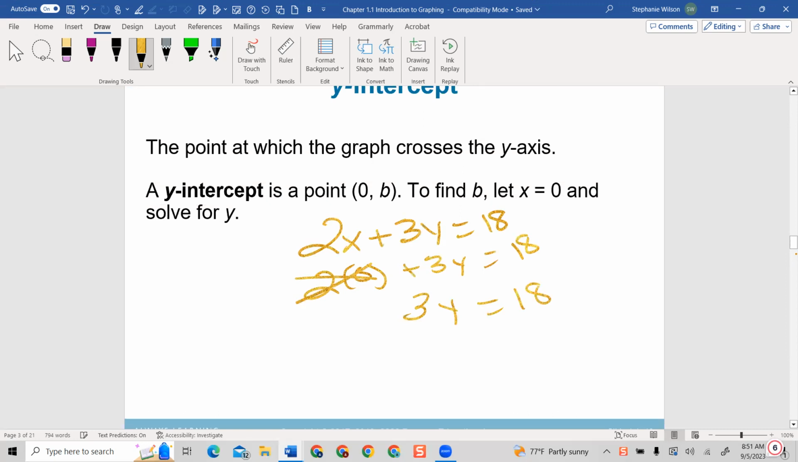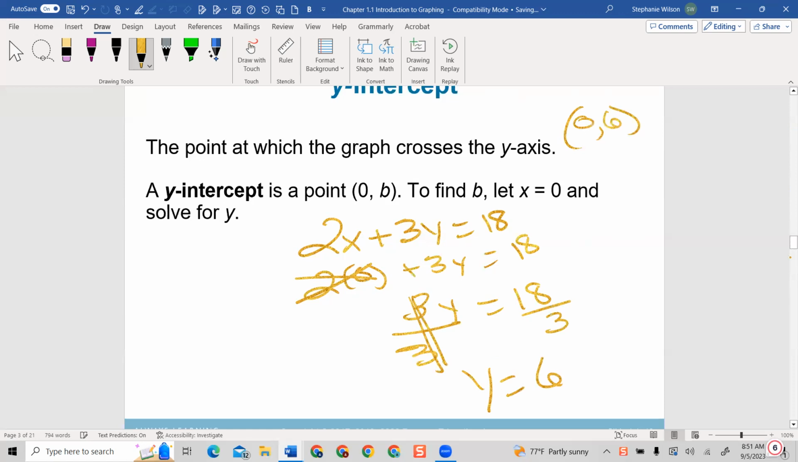So again, we need a +1 coefficient on y in order to tell you what y is equal to. And it's a +3, so I'm going to divide by 3, right? 3 goes into itself once. What you do to one side, you must do to the other. 18 divided by 3 is 6. So this ordered pair is (0, 6). It crosses the y-axis at this point.